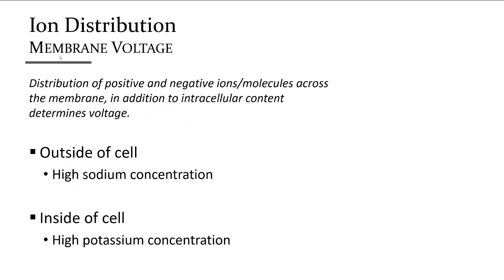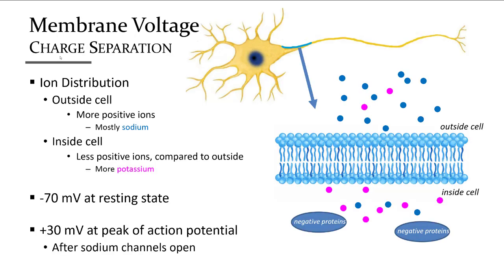The ions across a membrane are very important for voltage. So we know outside the cell we have a lot of sodium, and inside the cell we have a lot of potassium. Inside the cell, we also have a whole lot of negative proteins. So the voltage of a neuron at rest is minus 70 millivolts. So it's quite happy at minus 70 millivolts.